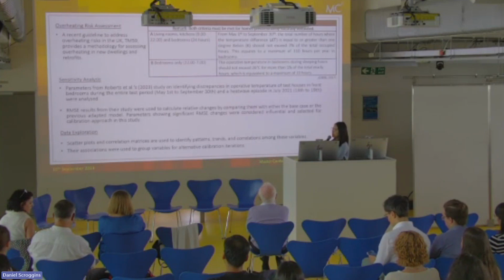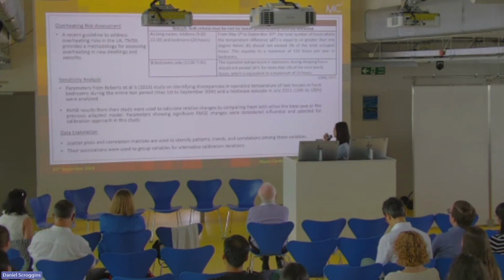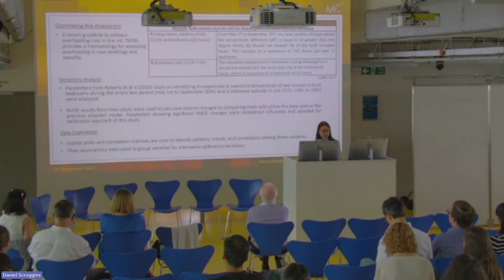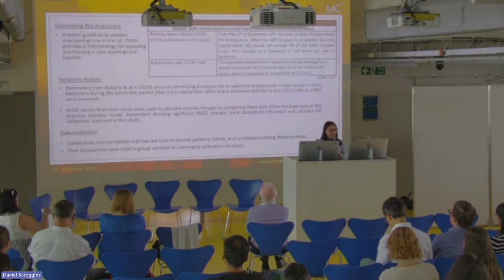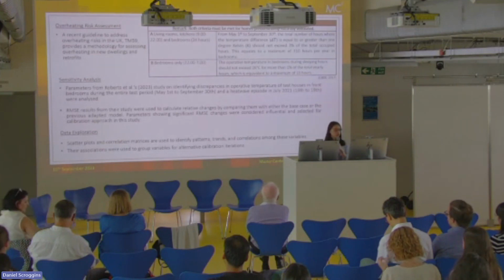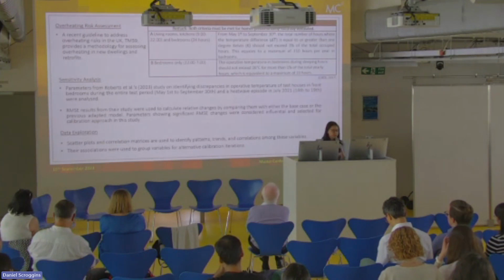And then the IMSE results from that study were used to evaluate relative changes. The parameters showing significant changes in the IMSE were considered influential and then used in the calibration approach. And then, the scatter plots and correlation metrics were used to identify the patterns and trends of these variables to be able to group the variables for the alternative calibration iterations.